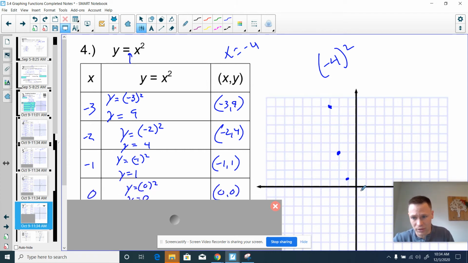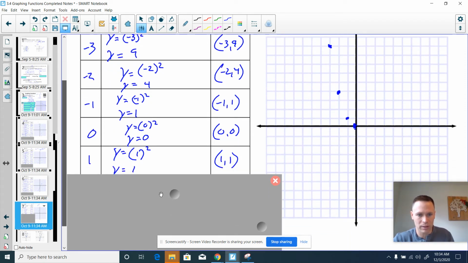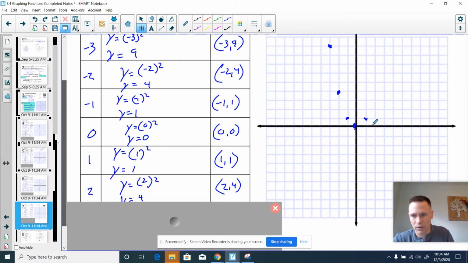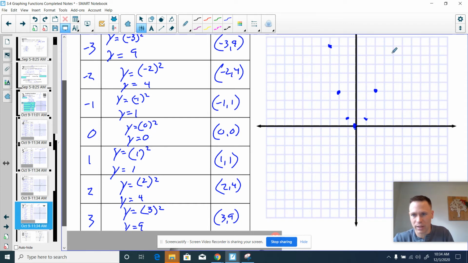0 squared is obviously 0. And then when I do my positives, it's really, really clear, right? 1 squared is 1, so I get 1, 1. 2 squared is 4, so I get 2, 4. And 3 squared is 9, so I get 3, 9.